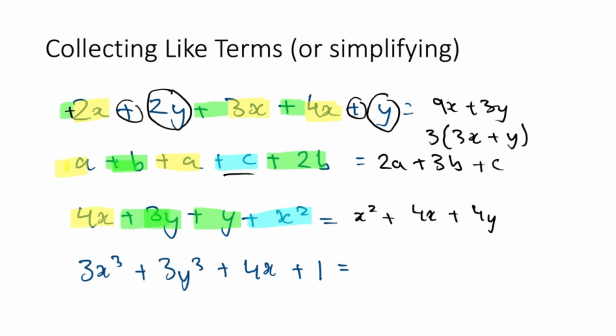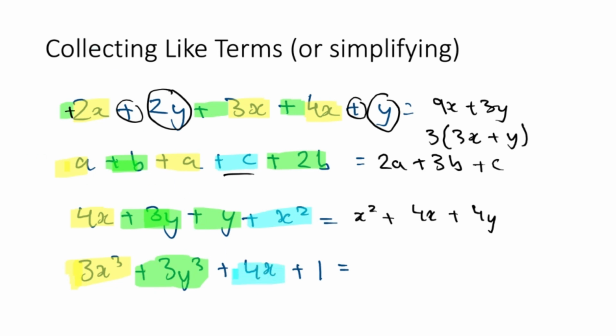Now on to the next one. So you have 3x cubed. This is an x cubed term. There are no other ones, so you move on to the next one. Then you have 3y cubed. This is a y cubed term. There are no other y cubed terms. So you go to the next one.